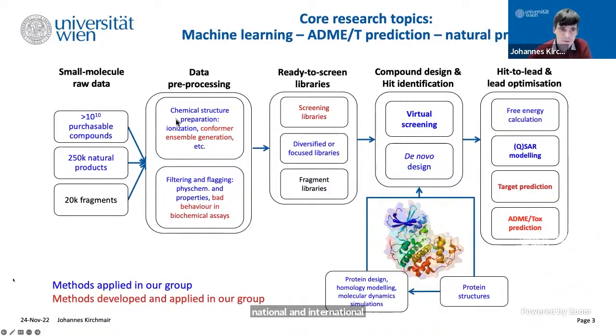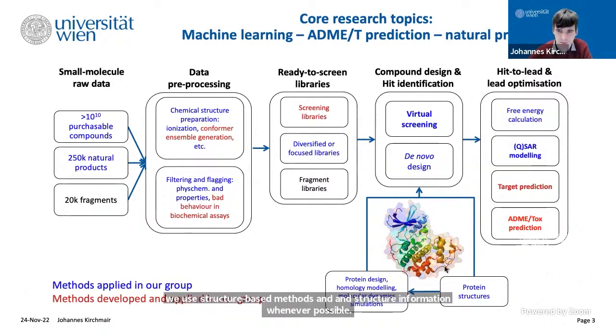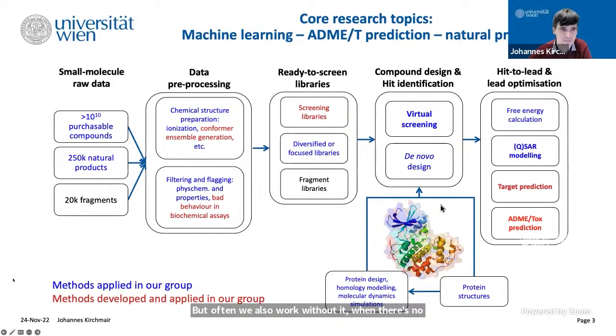What we do a lot is virtual screening and everything around hit identification, and then also hit to lead and lead optimization. Once we have interesting compounds, we go into more sophisticated methods to also understand, for example, ADME properties and toxicity properties. We also try to identify the likely targets of these compounds beyond those core targets of interest. And we use structure-based methods and structural information whenever possible, but often we also work without it when there's no structural information available or derivable.